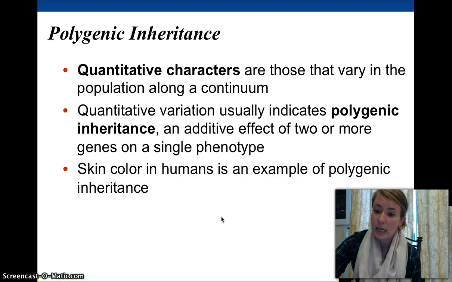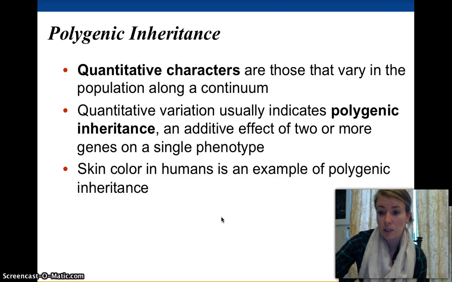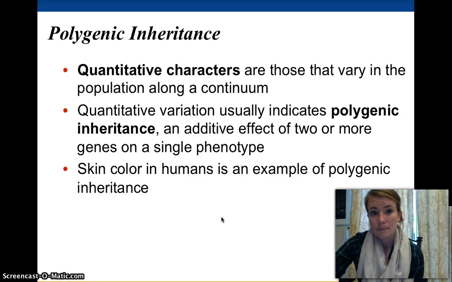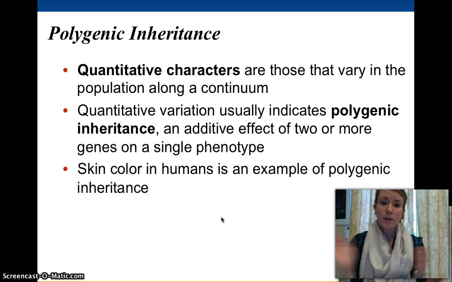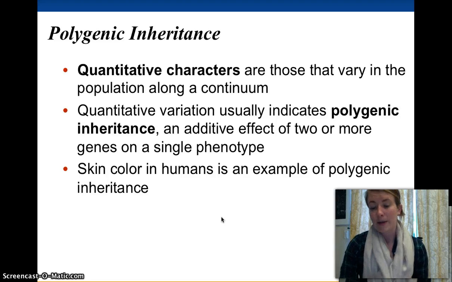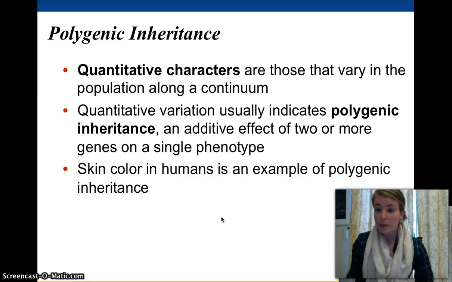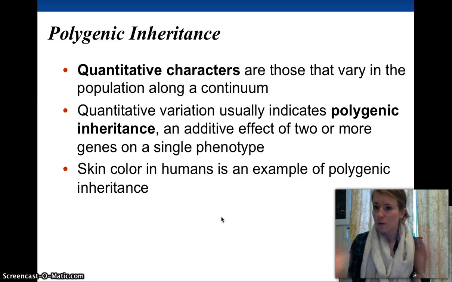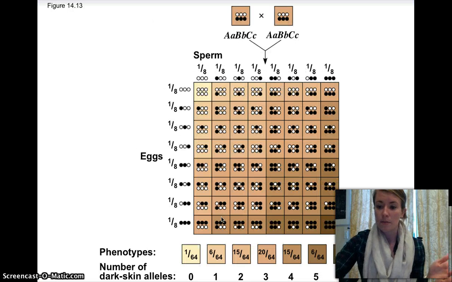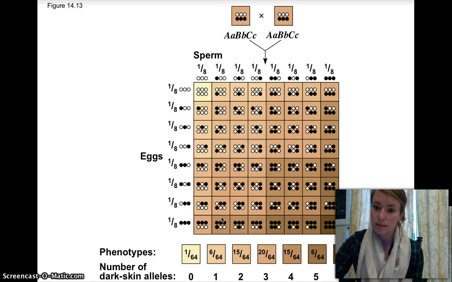And then polygenic inheritance is when there's just a lot of genes affecting something. And it's usually along some spectrum. For example, human skin color is a spectrum. You know that there's people who are really, really white, like me, and people who have really dark skin. And it's not just one or the other. There's skin colors all the way in between. That's because it's affected by a lot of genes.